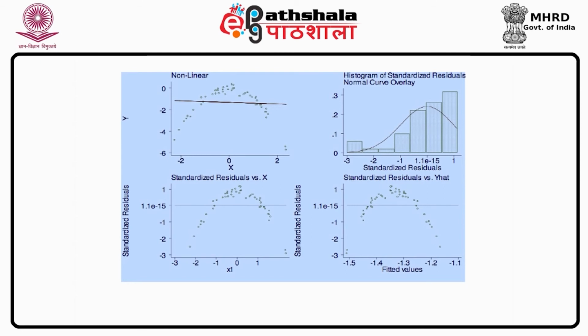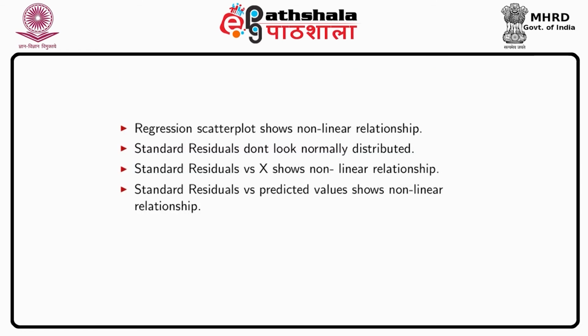So the normality assumption has been violated, which is also evident from the last two plots, which is the plot of the standardized residuals against the x variable and the predicted y or the fitted values. In both the cases, instead of seeing a random scatter without any pattern, we do see a particular quadratic pattern in the plot. So what conclusions can we draw? The regression scatter plot shows a nonlinear relationship, and when we still fit a linear model, the standard residuals don't look normally distributed from the histogram. The standard residuals versus x as well as the predicted value also show a nonlinear relationship.